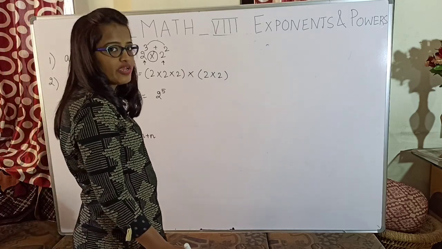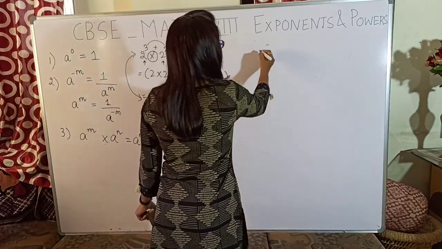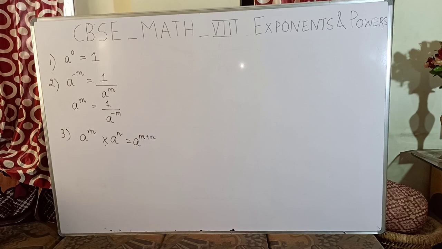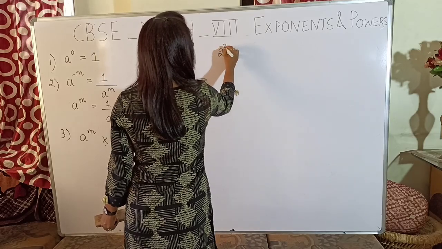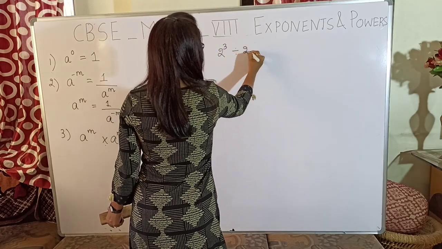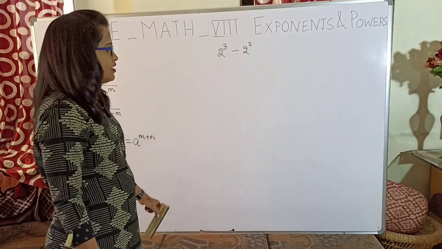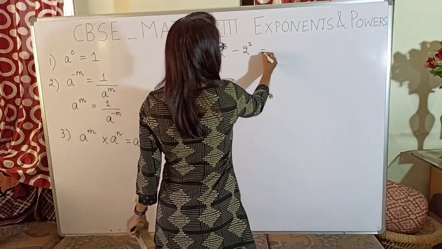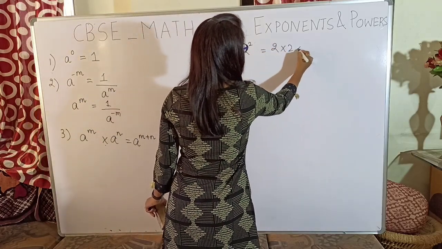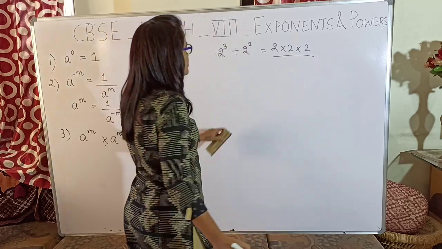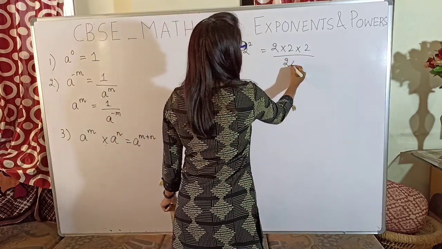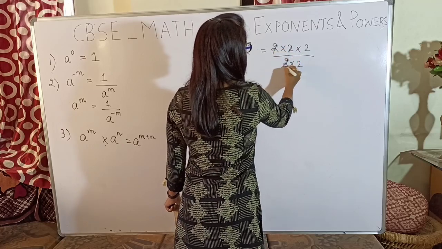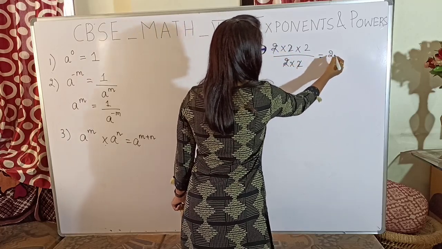Let us see what happens when you take division. Now let us see the next law. Suppose I have to divide 2 raised to 3 by 2 raised to 2. Okay, so 2 raised to 3, how could it be written? 2 into 2 into 2, how many times? 3 times, divided by, in the denominator 2 square, so it will be 2 into 2. What is the final answer? It gives me just 2.